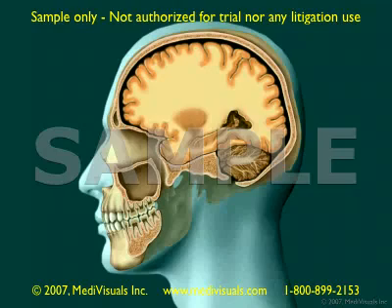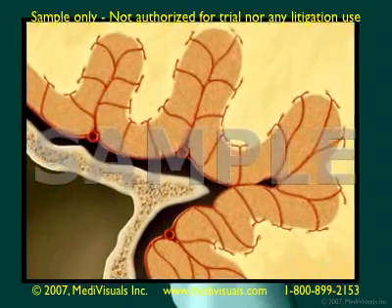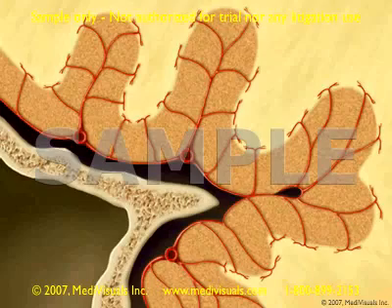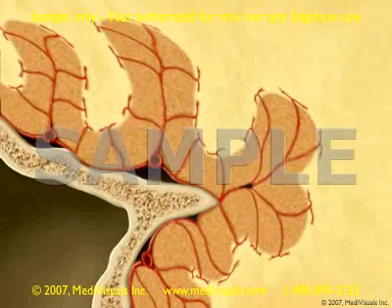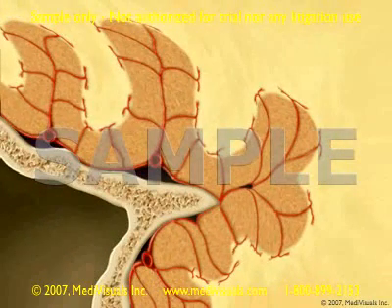Close inspection of an area of the outer surface of the brain and inner surface of the skull during the initial impact shows the soft, fragile brain scraping against the hard, jagged inner surfaces of the skull to create shearing forces.